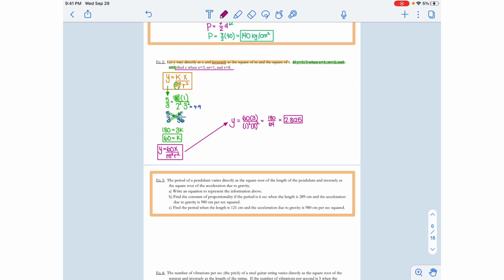All right, this says the period of a pendulum varies directly as the square root of the length of the pendulum and inversely as the square root of the acceleration due to gravity. Let's write that equation first, and that's part A. It says write the equation.